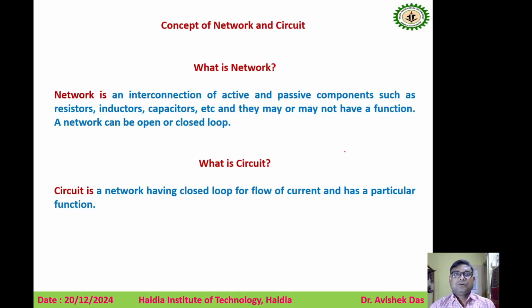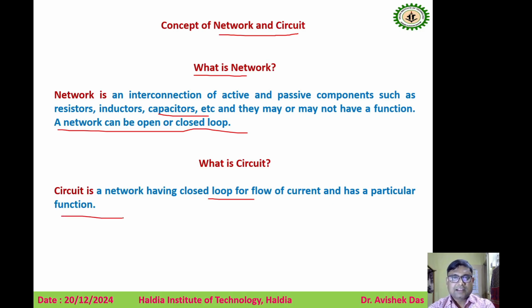Okay, so first is the concept of network and circuit. What is network and what is circuit? So first we discuss the network. What is network? Network is an interconnection of active and passive components such as resistor, inductor, capacitor, etc. They may or may not have a function. Network can be open or closed loop. Whereas what is circuit? Circuit is a network having a closed loop for flow of current and has a particular function.